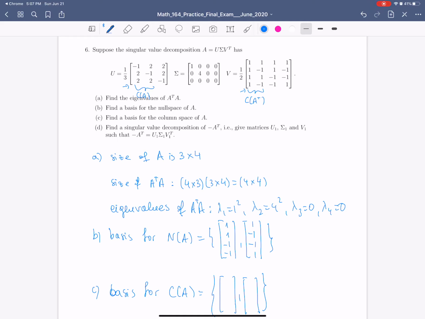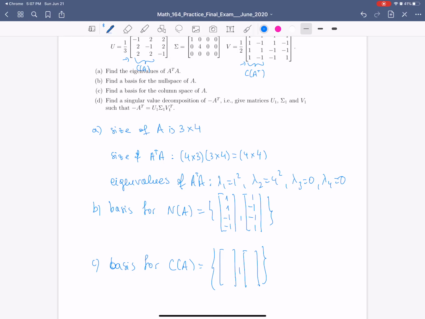And the rest are the orthogonal complements because these matrices are orthogonal matrices. So we have a basis for the column space of A. It's negative 1, 2, 2. We actually have an orthogonal basis. Positive 2 here. Negative 1, 2. If I want to make it an orthonormal basis, I will just divide this vector by 3.